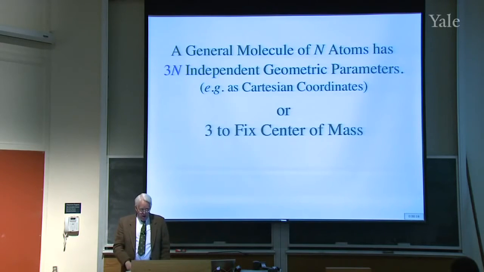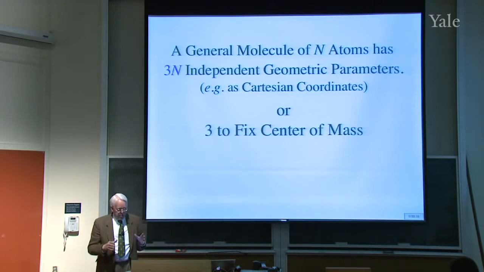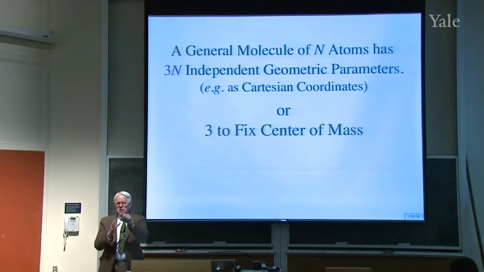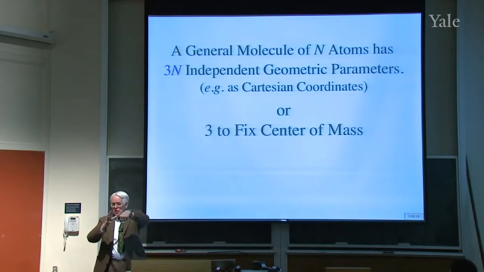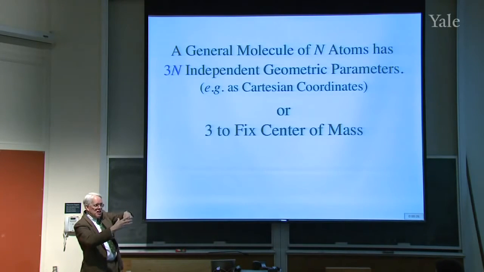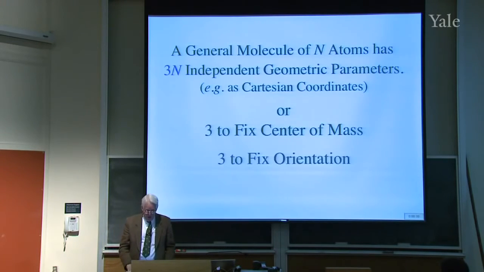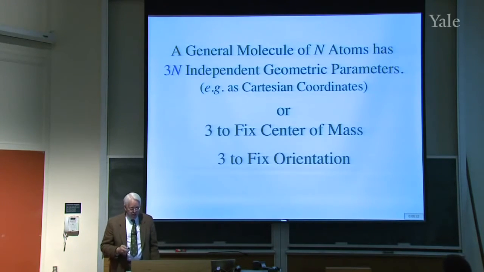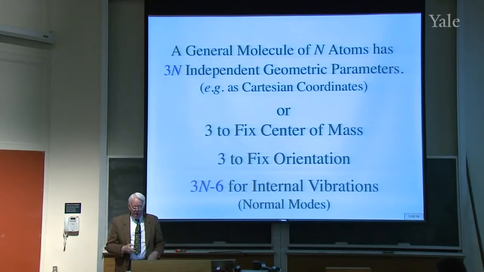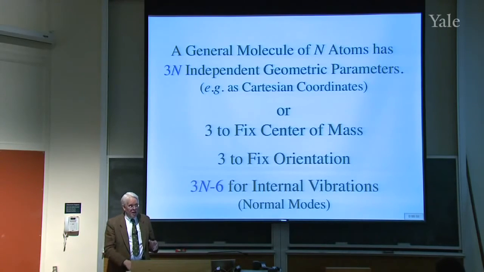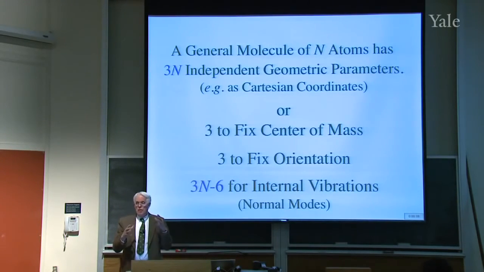Okay, but it takes 3 numbers to say where the center of the molecule is, right? And it takes another 3 numbers to tell how much you rotated around this axis, how much you rotated around this axis, how much you rotated around this axis. So that's 3 more numbers to fix the orientation. So you have 3n minus 6 coordinates that involve internal vibration.